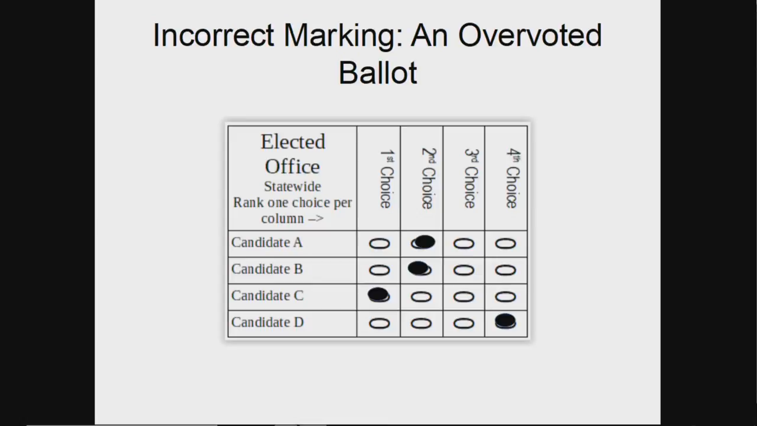Now notice that the first choice would be counted in this example. So candidate C would still get that voter's first choice vote. It's just that after that, the ballot is considered exhausted. There's nothing further that can be counted from that ballot.